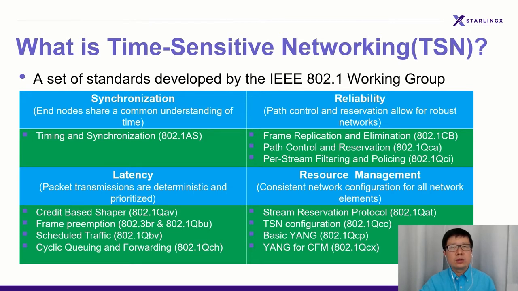The last one is resource management. It is for consistent network configuration. TSN has defined a few standards to achieve automatic configuration for a whole TSN network. Real-time transmission services are required by many industries, such as industrial automation, transportation, automotive, etc. Industrial Internet of Things is one of the most important user scenarios for StarlingX. That's why we need to enable TSN on StarlingX platform.